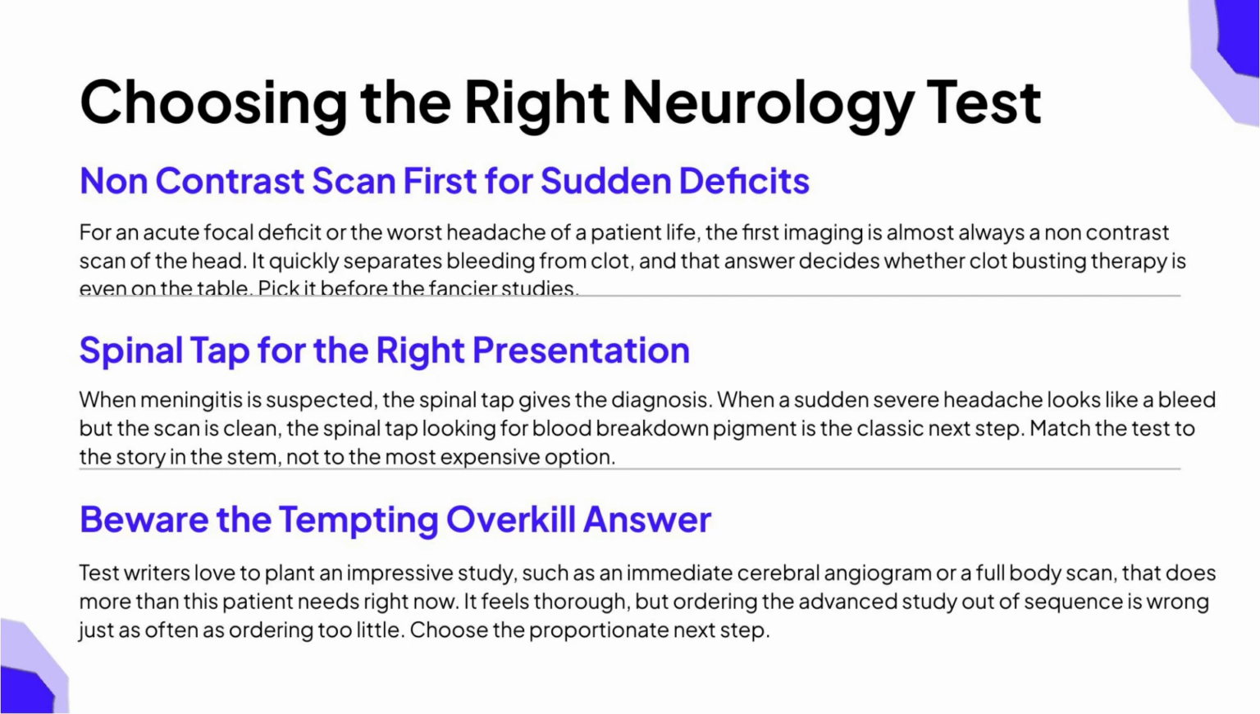Second, use the spinal tap for the right presentation. When meningitis is suspected, the spinal fluid gives you the diagnosis. When a sudden severe headache looks like a bleed but the scan is clean, the spinal tap searching for blood breakdown pigment is the classic next move. Third, beware the tempting overkill answer. The writers will dangle an immediate angiogram or a full body scan that does more than the patient needs at this moment. Ordering the advanced study out of order is wrong just as often as doing too little, so choose the proportionate next step.